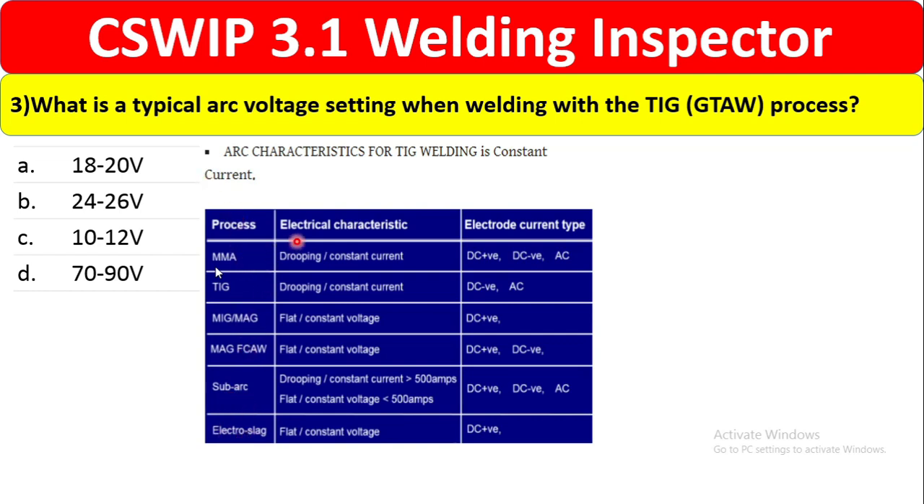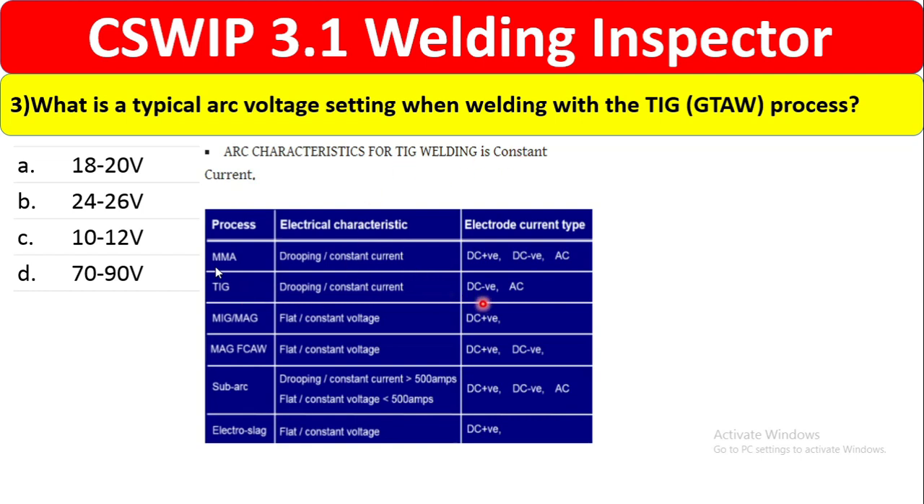Which welding process has which electrical characteristic is mentioned here. MMA is constant current. TIG is constant current, which is also called drooping. MIG or MAG is constant voltage. FCAW is the constant voltage characteristic. So every process has a different characteristic. Now you should know constant current is TIG.